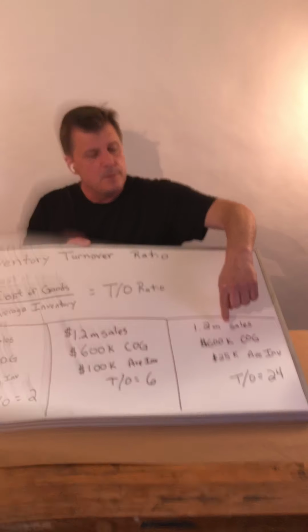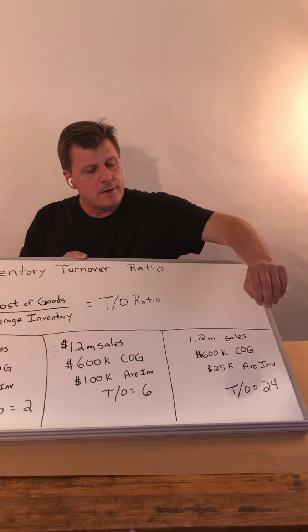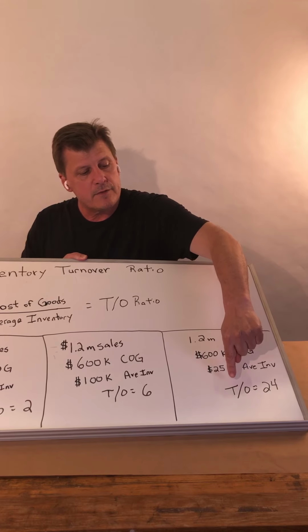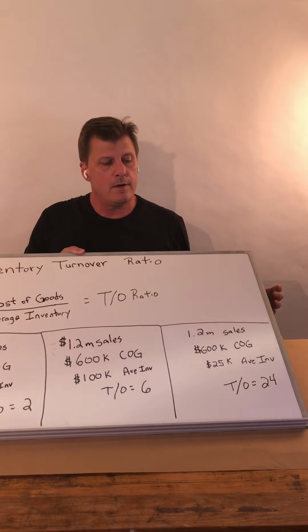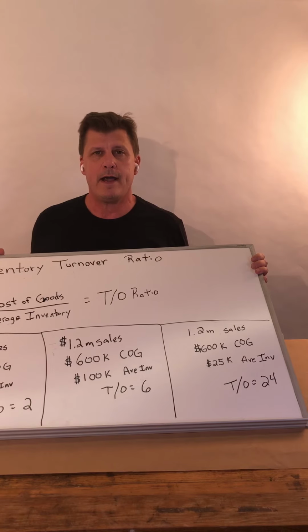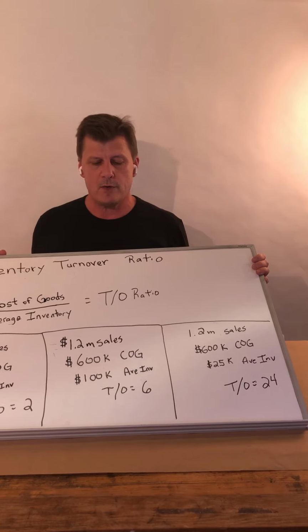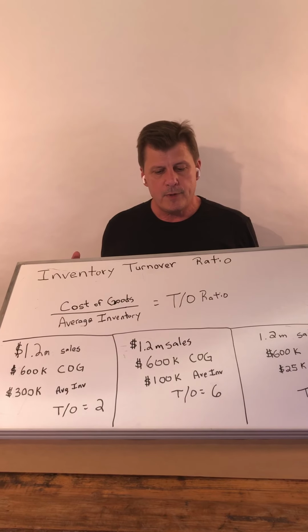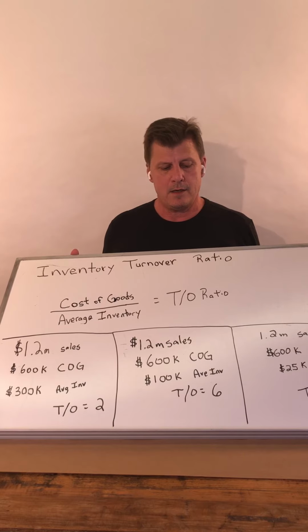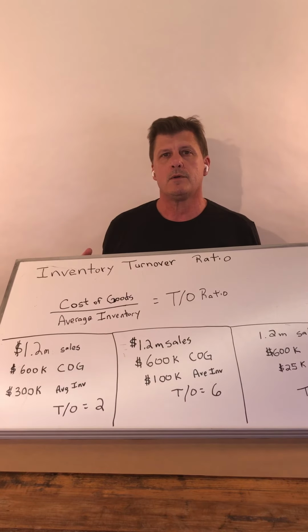If you had 1.2 million in revenue and 600,000 in cost of goods and only 25,000 in average inventory, you'd have a turnover ratio of 24. That seems like almost impossible. That is exactly what Amazon's inventory turnover ratio is. So getting throughput into your system and getting the right amounts of throughput into your system is key, and you should always be measuring your turnover ratio.